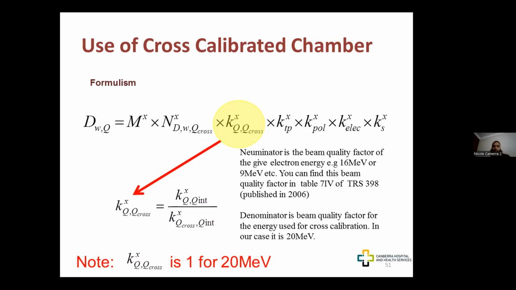I'm just taking this as a reference. For example, if you are doing output for 20 MeV, what will be your KQQ cross? It will be 1, because KQQ int is the same as KQQ cross. For 20 MeV, it should be 1. Okay, so SSDL calibrated parallel chambers.